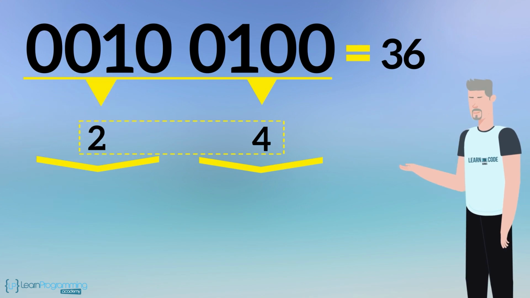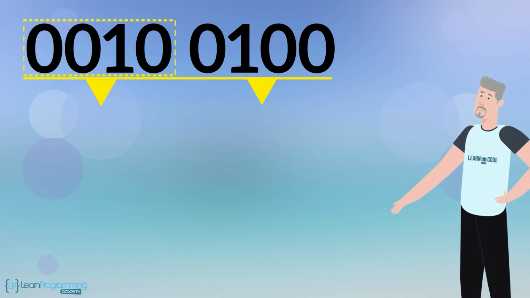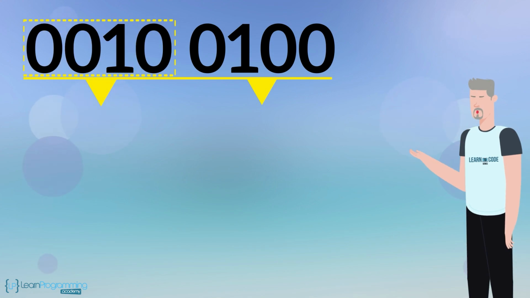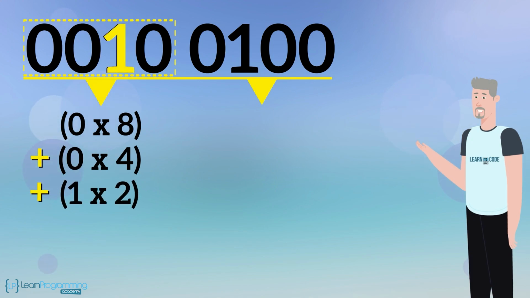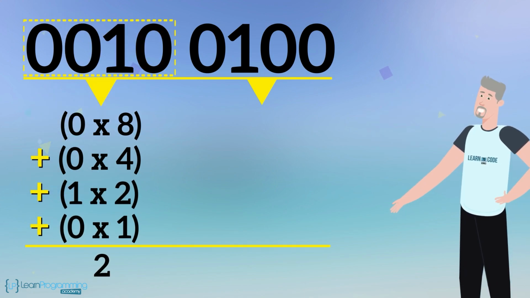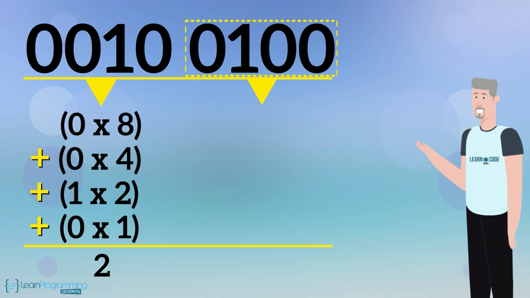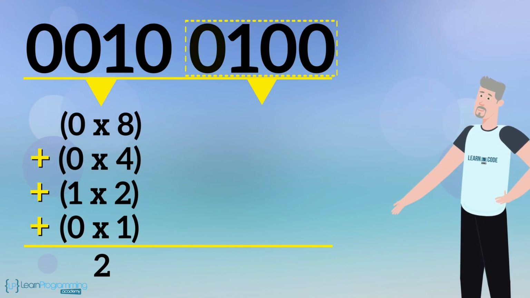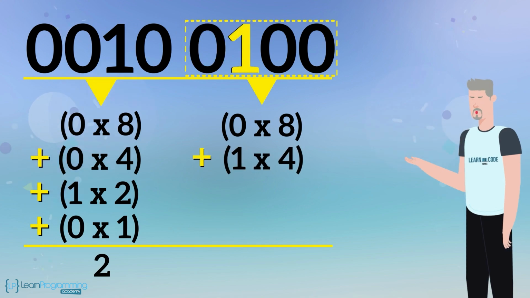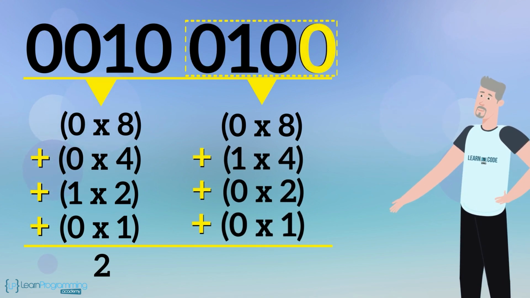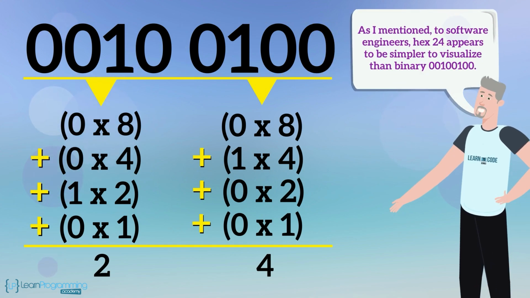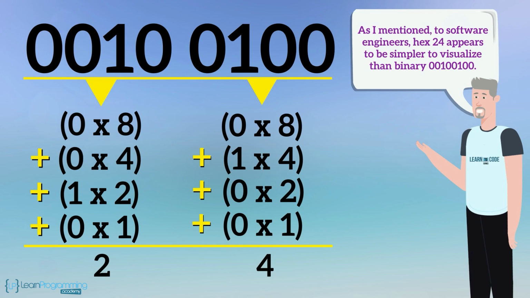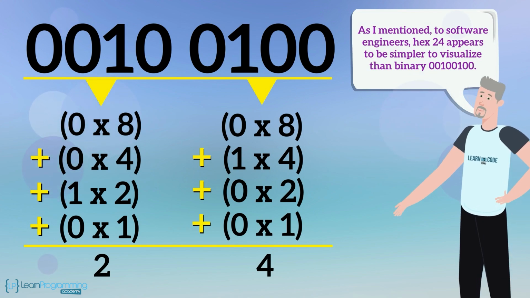So how did I get hex 24? Well, taking the first 4 bits or nibble, 0010, we convert it into 0 times 8 plus 0 times 4 plus 1 times 2 plus 0 times 1 equals 2, and the last 4 bits or nibble, 0100, we convert it into 0 times 8 plus 1 times 4 plus 0 times 2 plus 0 times 1 equals 4. As I mentioned, to software engineers, hex 24 appears to be simpler to visualize than binary 00100100.